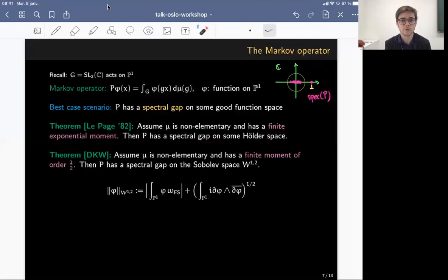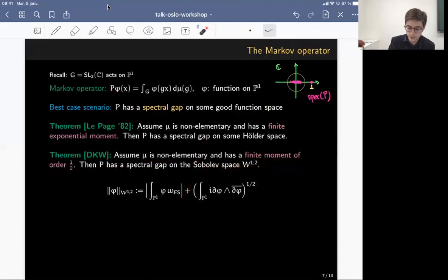So suppose that mu is still non-elementary, but has a finite moment of order 1/2, to give a very weak moment condition. In this case, we do have a spectral gap, but for a different space, a space of Sobolev functions. So the norm that we consider is not the Hölder norm, but this norm here. The norm contains two parts. This controls the constants, it's just the average of the function, and this controls the L2 norm of the derivative. The main thing that I will explain in the next slide is that this part of the norm is strictly contracting when we apply the operator P. That's what was behind this spectral gap.